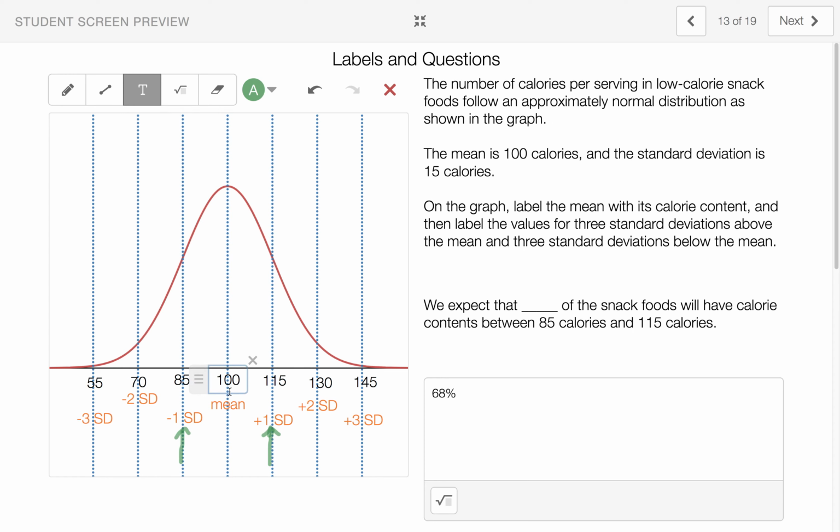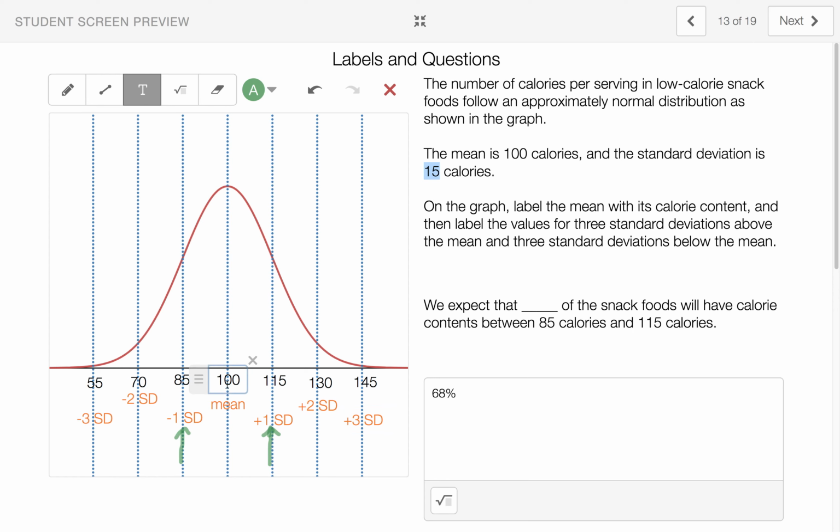And then as you move up standard deviations, you will add 15 calories. So we start at 100 for the mean, add 15 calories to get to 115, add 15 more calories to get to 130, add 15 more calories to get to 145. So that's 1, 2, and 3 standard deviations above the mean. Those are their calorie counts.